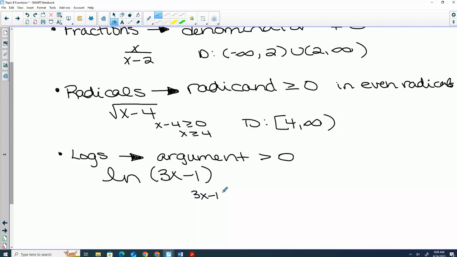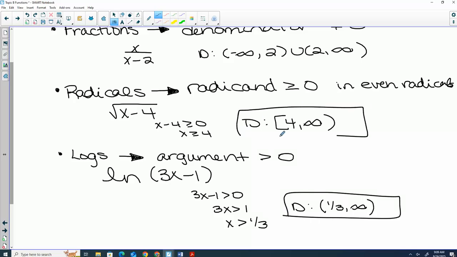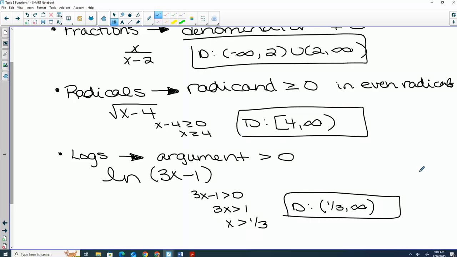So in this case, the 3x minus 1 is greater than 0. So x has to be greater than 1/3. So our domain would be 1/3 to infinity. All right, so those were the 3 issues that we encountered. If it's a fraction, the bottom can't be 0. Even radical, your radicand has to be greater than or equal to 0, and logs, the argument is positive.